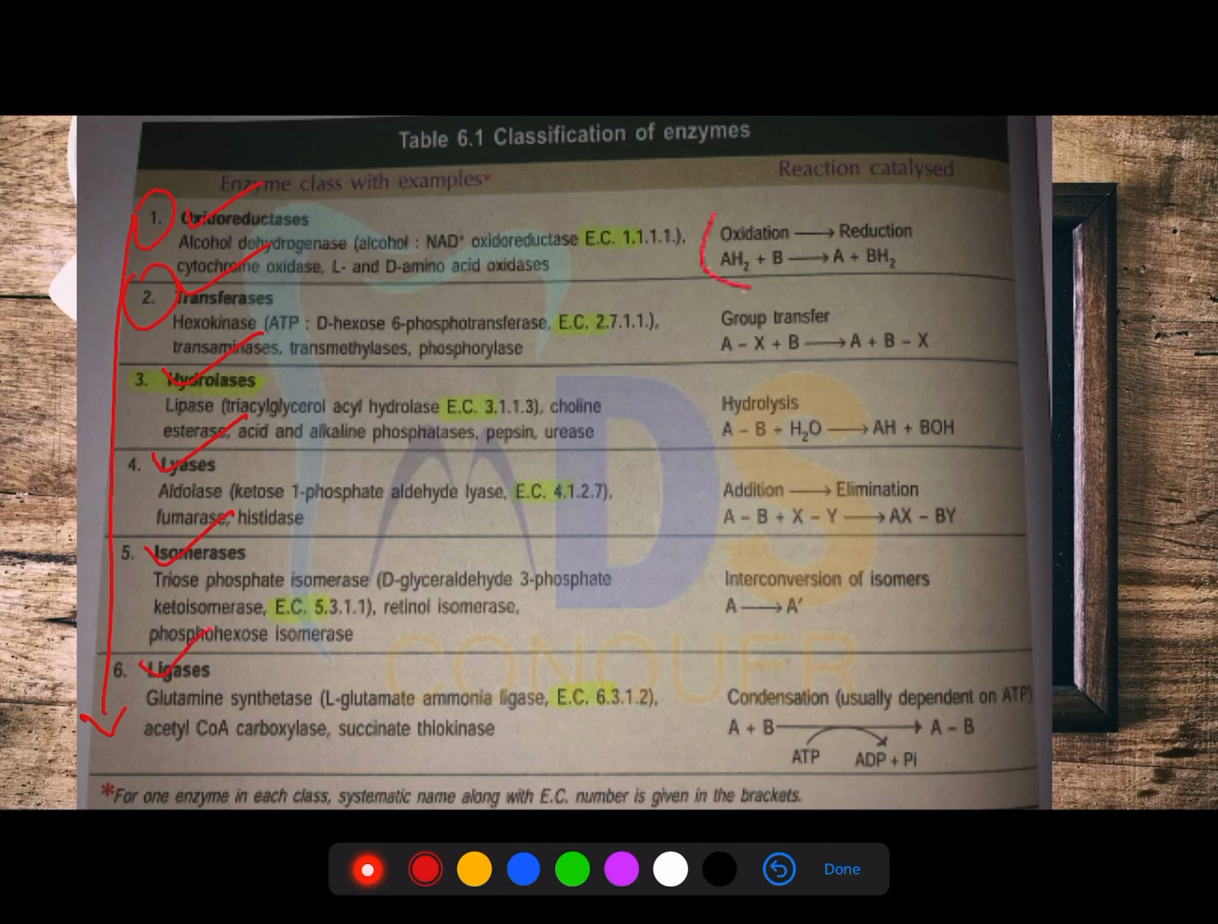They are going to give you an example and ask what type of reaction it is, or they can give you the examples. You can see NAD oxidase, cytochrome oxidase, D-amino oxidase. All of these come under oxidoreductases.